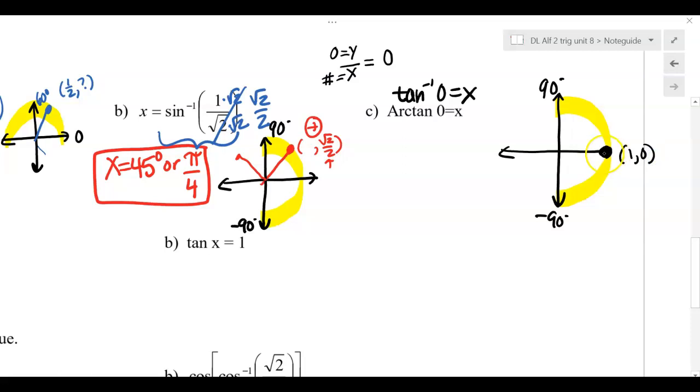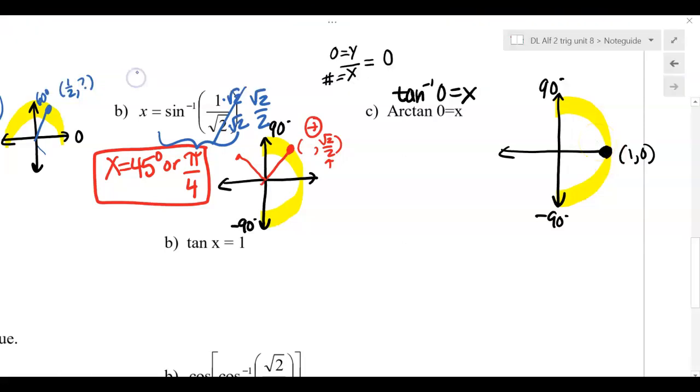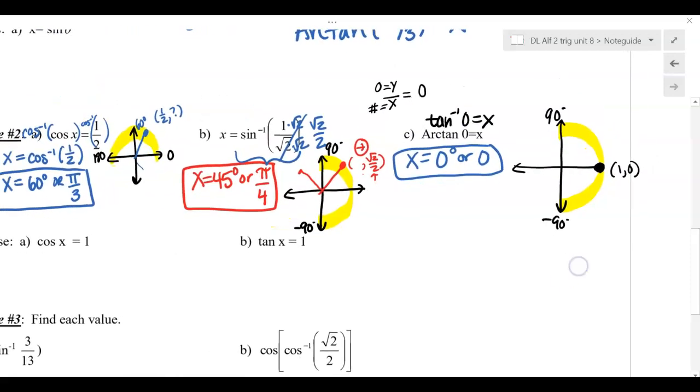And so you could call that 0, you could call it 360 if you were just identifying the position. But in the case of the inverse, remember, you're specifically looking for the angle that falls at that spot, but is between -90 and 90. So that would either be 0 degrees or 0 radians. If you listed 360, you would technically be wrong, given the restrictions that we've spoken about. Okay.